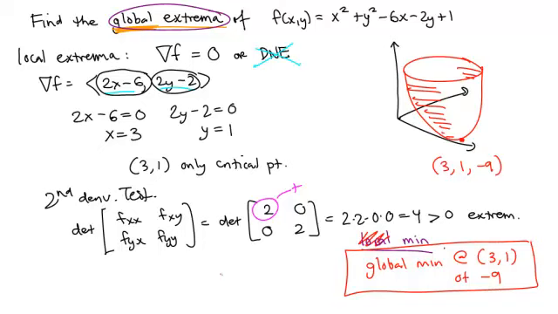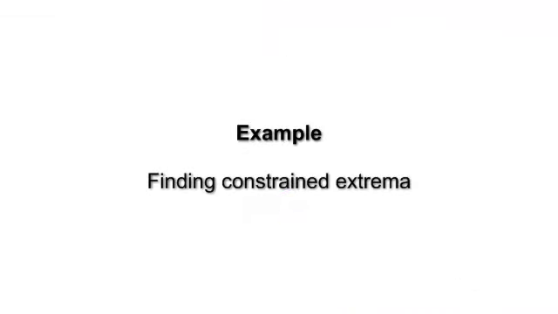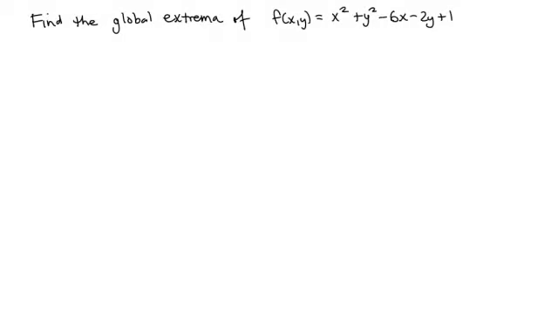Well, let's take a variation of this particular problem. Rather than look at the global extrema of this function, let's instead look at a constrained extrema problem. Let's find the extrema of the same function, x squared plus y squared minus 6x minus 2y plus 1. But now let's have it subject to a constraint in the domain. The constraint x plus y always needs to be 2.